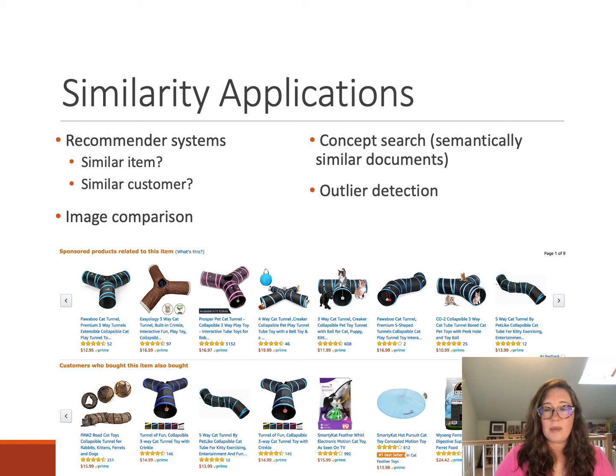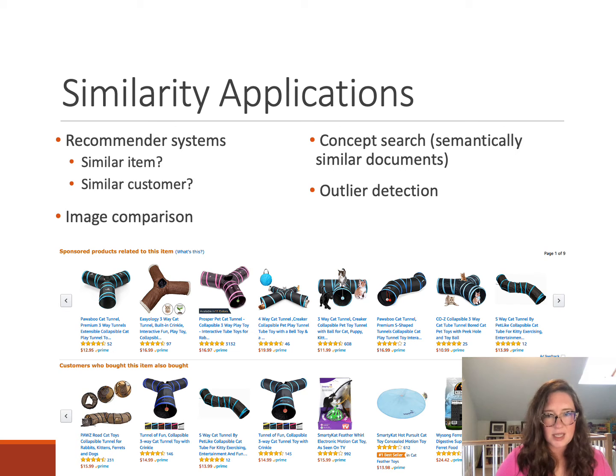There are lots of applications for similarity and nearest neighbors methods in industry. The most famous one is probably recommender systems. Recommender systems use this idea that I will be likely to purchase or watch or enjoy items that are similar to things that I have purchased in the past, or that I will be likely to purchase or watch or enjoy items that customers who are similar to me have also liked in the past.